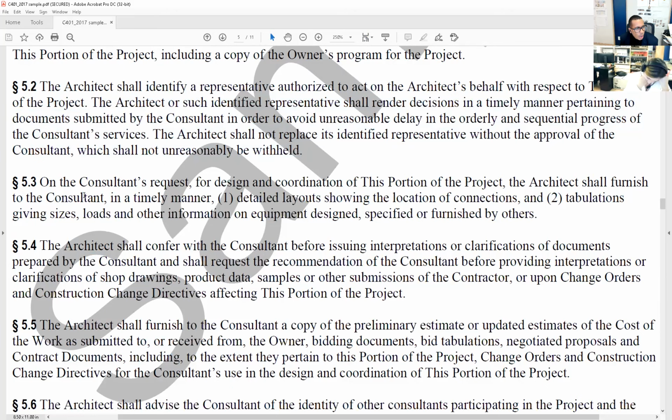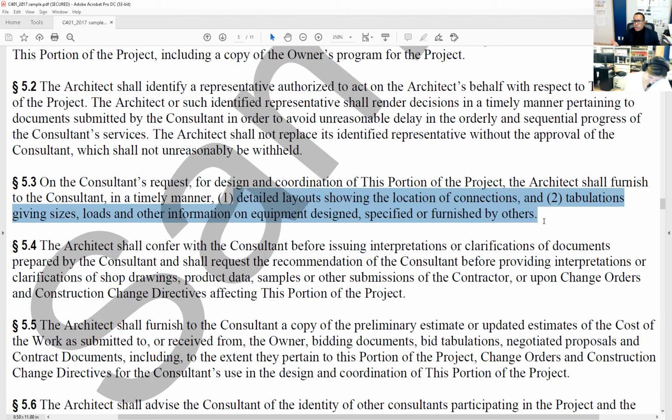Section 5.3, on the consultant's request for design and coordination of this portion of the project, the architect shall furnish to the consultant in a timely manner, one, detailed layouts showing the locations of connections and tabulations giving sizes, loads, and other information on equipment design specified or furnished by others. Certain specialty elements that really relate to what this consultant is doing have to be put in here.